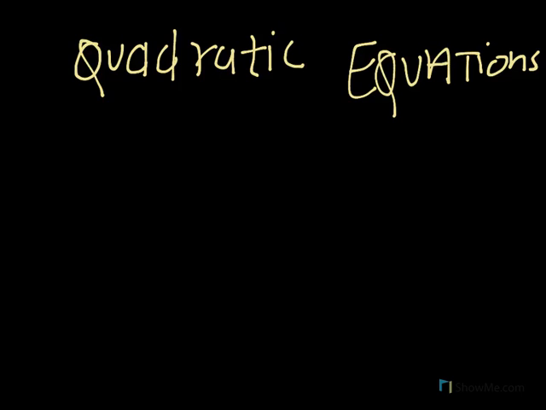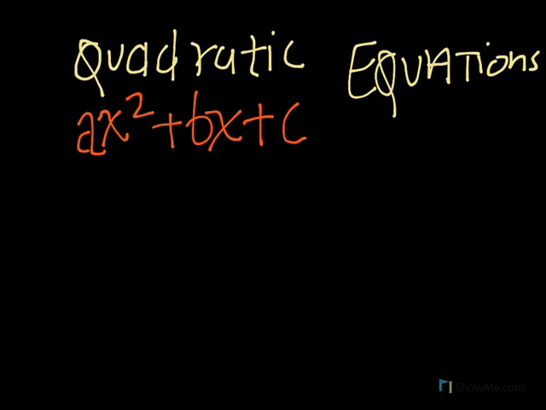Hey guys, in this video I'm going to talk a little about quadratic equations when the leading coefficient is not 1. So we all know that quadratic equations are in this form: ax squared plus bx plus c is equal to 0. And we also know that a, b and c are constant terms.